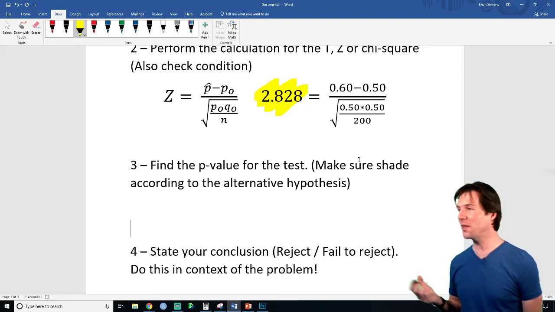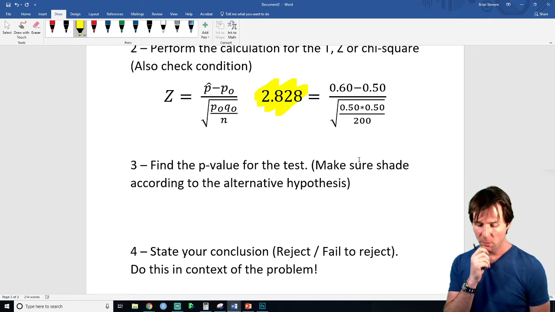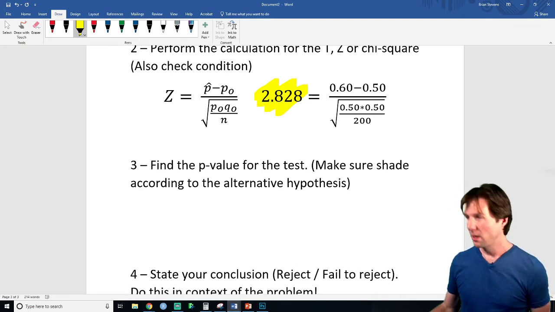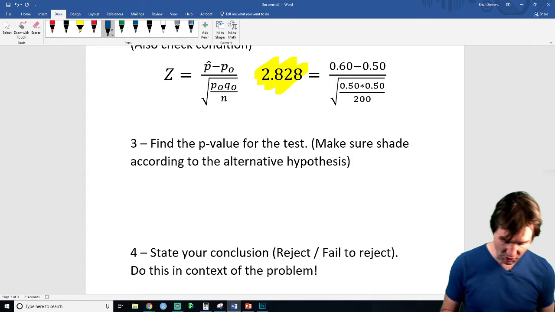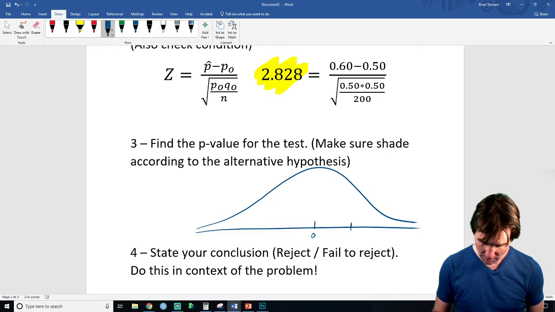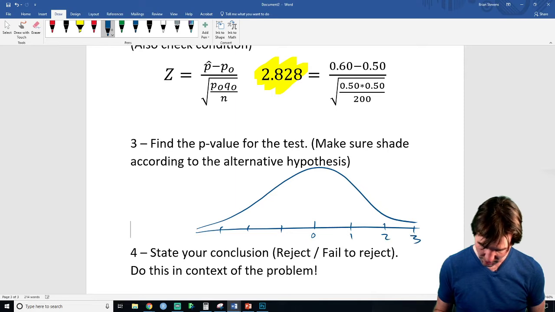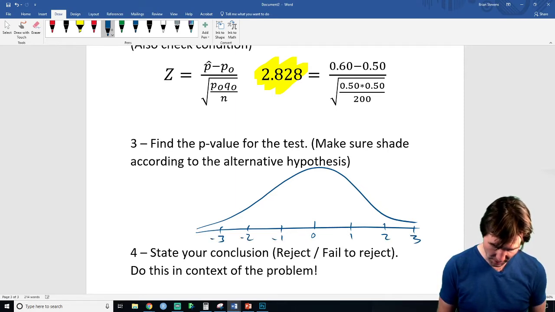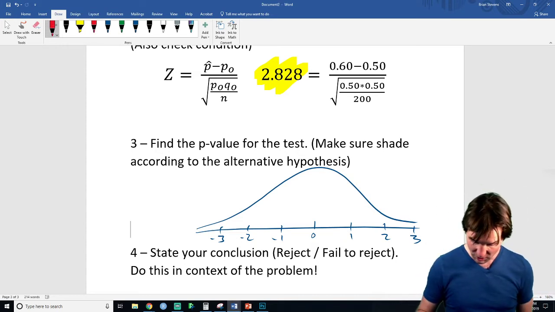All we gotta do is find that p-value now. So to find that p-value, we need to shade according to our alternative. On the test, here's what we'd probably have you do. What you would need to do is draw out your distribution, and then I'm going to put 0, 1, 2, 3, and -1, -2, -3. Then where did I land with my z-score? You'll see this in our JMP output: 2.828. There it is right there.